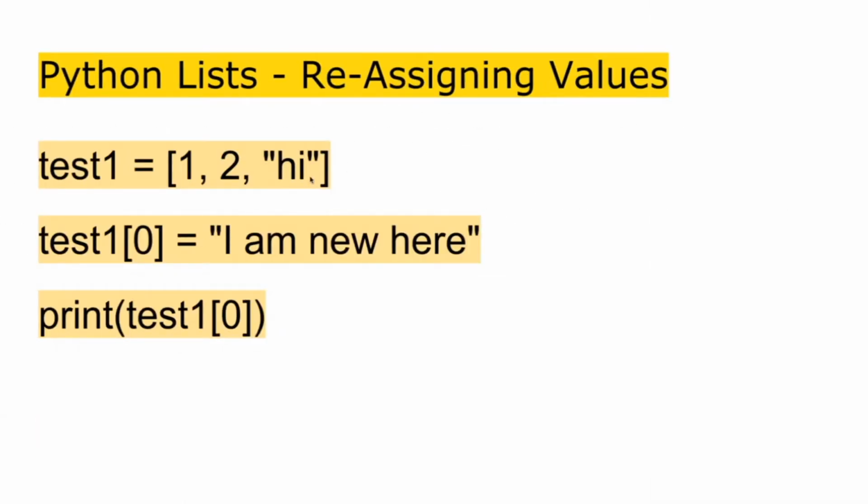Python lists, reassigning values. In this example, we have the list test1. test1 is equal to 1, 2, hi. test1 index 0, remember, we're getting this value 1, is equal to "I am new here". Print test1. So what's happening here? We are getting the value of test1 index 0, which is 1, and reassigning a different value, "I am new here". If you print out test1 again, because we changed the value right here, it'll print "I am new here" instead, because we have changed the value of 1 to this.